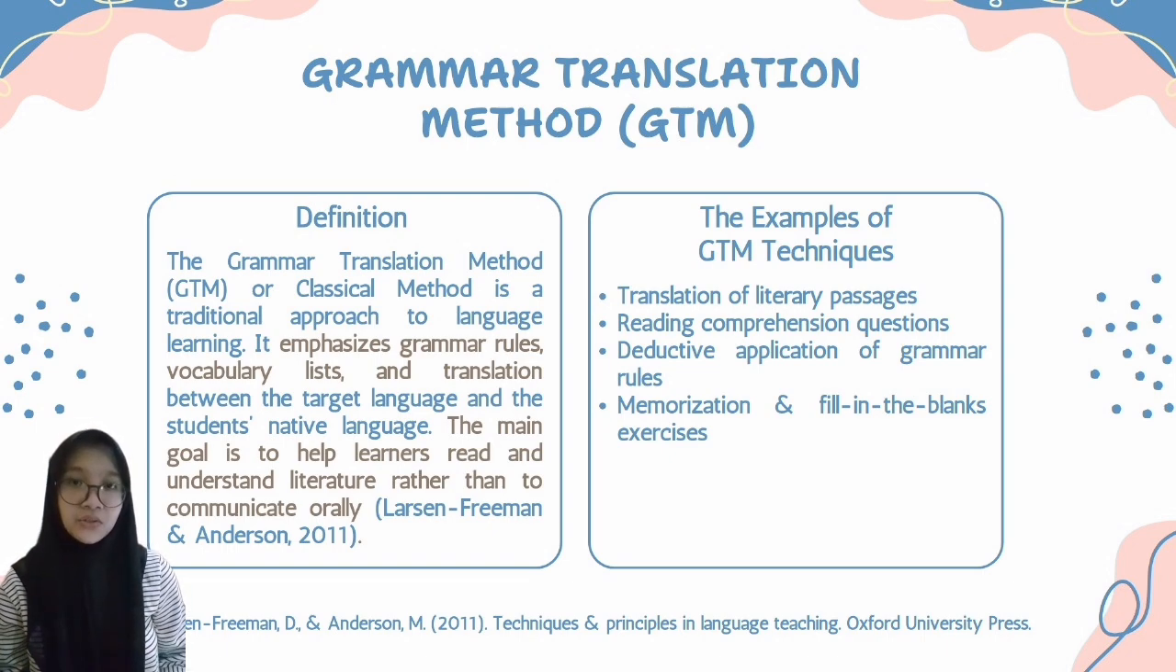This method is also known as the classical method, and it emphasizes three things, which are grammar rules, vocabulary lists, and also translation. The purpose of this method is not for oral communication, but to help learners read and understand literature. For examples, translation of literary passages, reading comprehension questions, deductive application of grammar rules, memorization, and also fill in the blanks exercises, that's GTM.